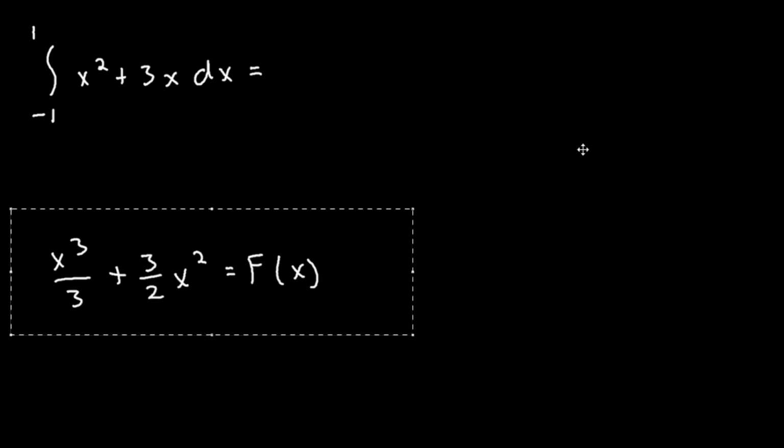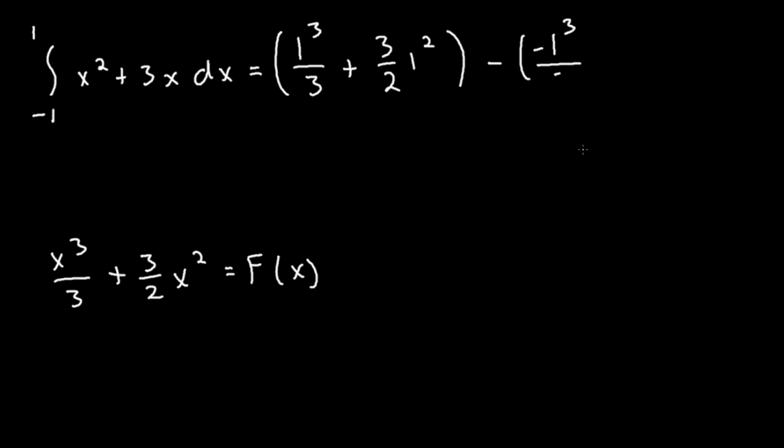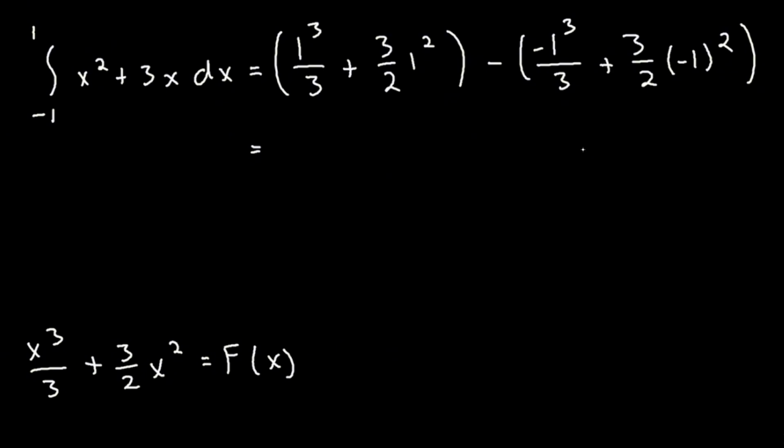And then you want to plug in the upper bound, 1, into this. So you have 1 to the power 3 over 3 plus 3 over 2 times 1 squared. And subtract from it the lower bound input. So you have negative 1. So negative 1 to the power of 3 over 3 plus 3 over 2 times negative 1 squared. All right, it's a little bit of algebra and arithmetic here, but let's go ahead and evaluate this.